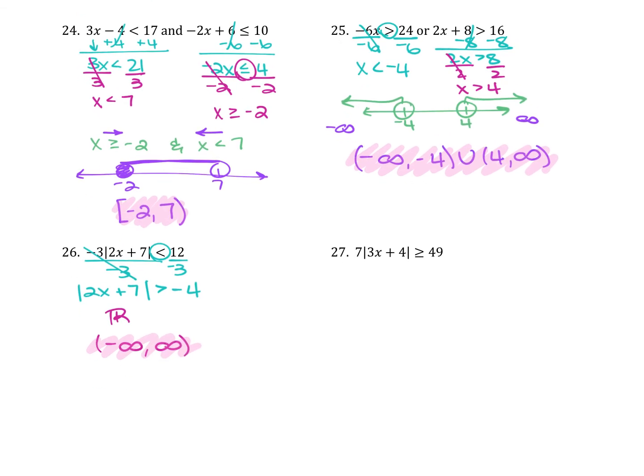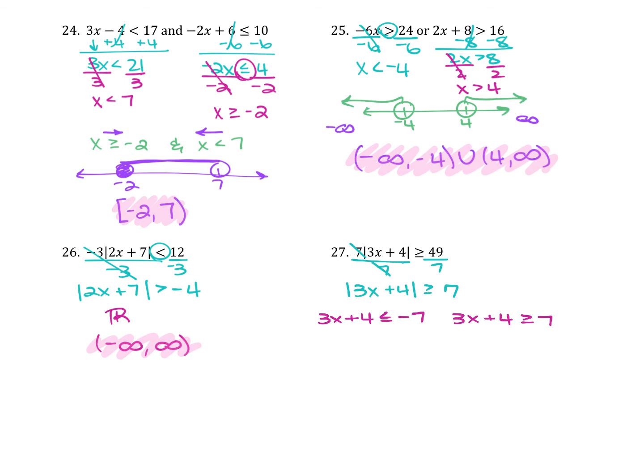For 27, you have 7 times the absolute value of 3x plus 4 is greater than or equal to 49. First thing we're going to do with this, divide each side by the 7. You have the absolute value of 3x plus 4 is greater than or equal to 7. Your absolute value is isolated, so turn this into two inequalities. Remember, when you change the sign on that 7, you have to change the way that inequality sign opens as well. So we're going to have 3x plus 4 is less than or equal to negative 7, as well as 3x plus 4 is greater than or equal to positive 7.